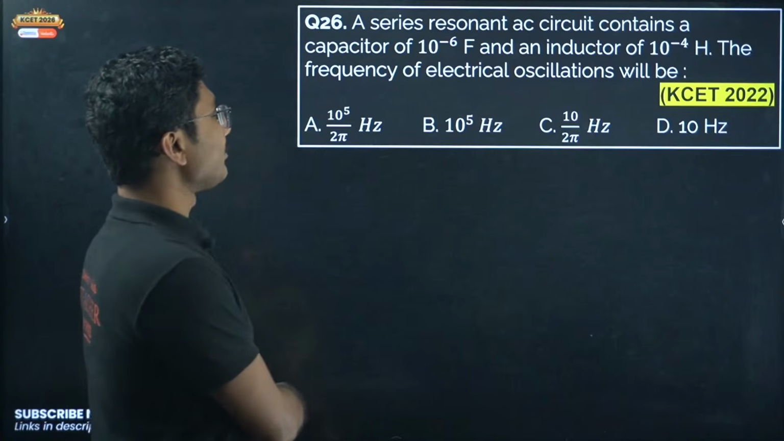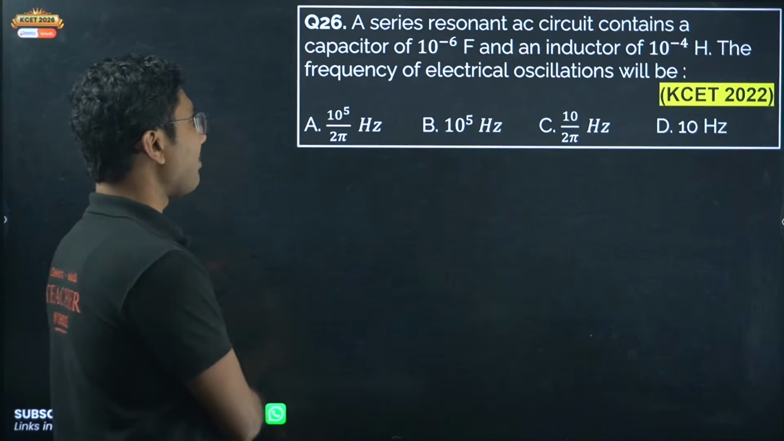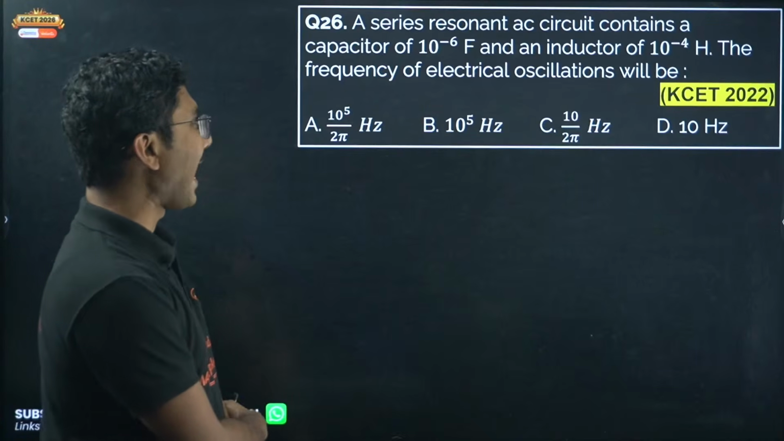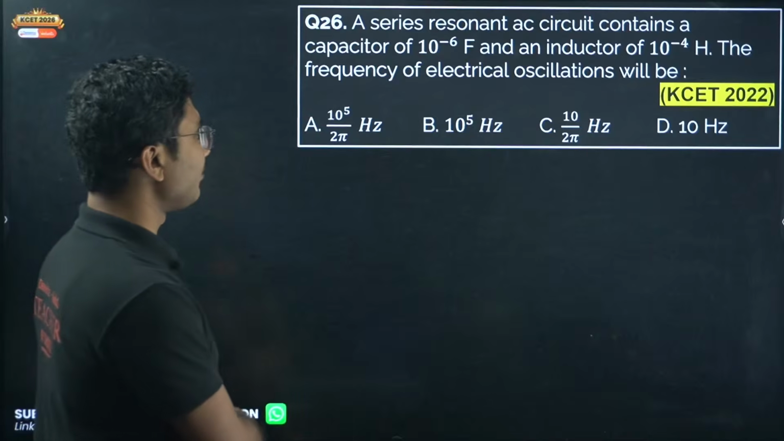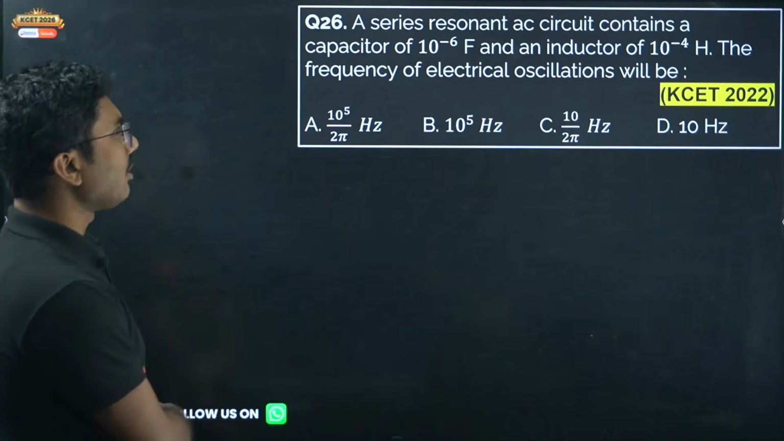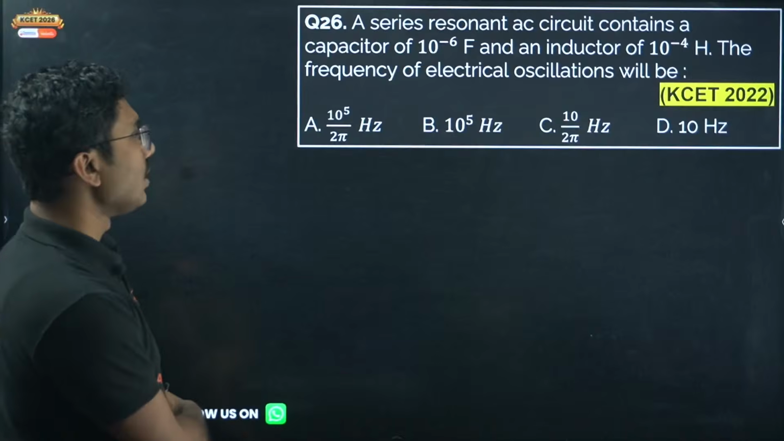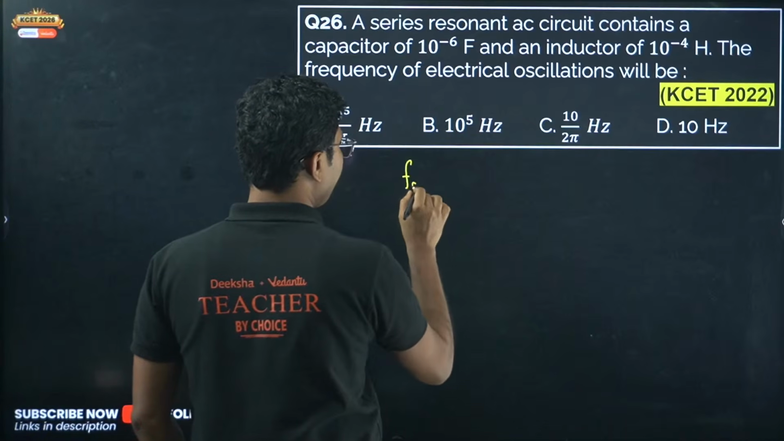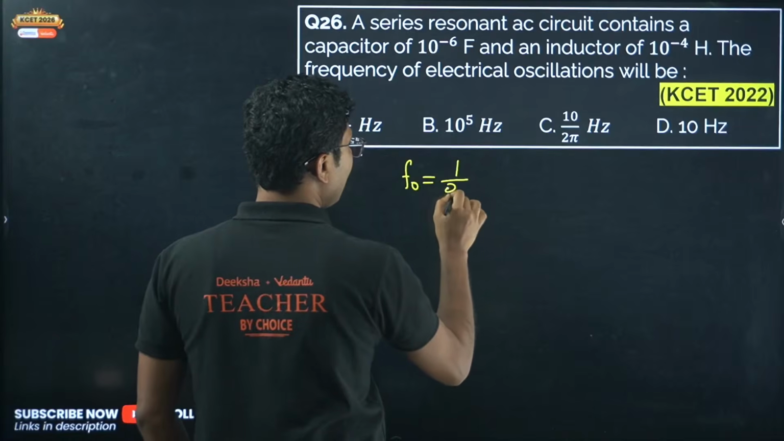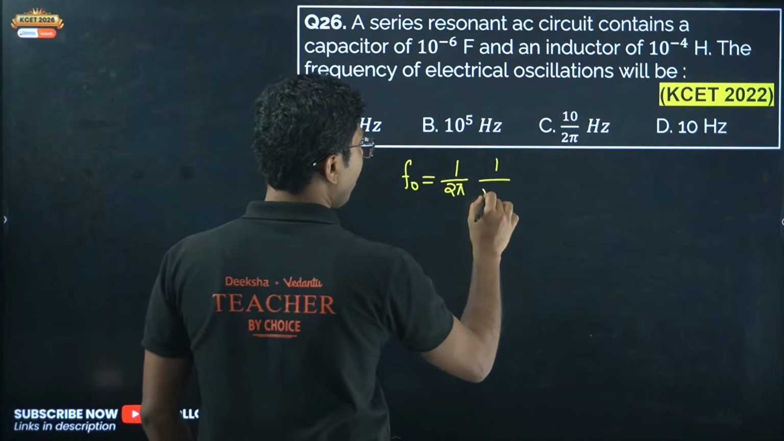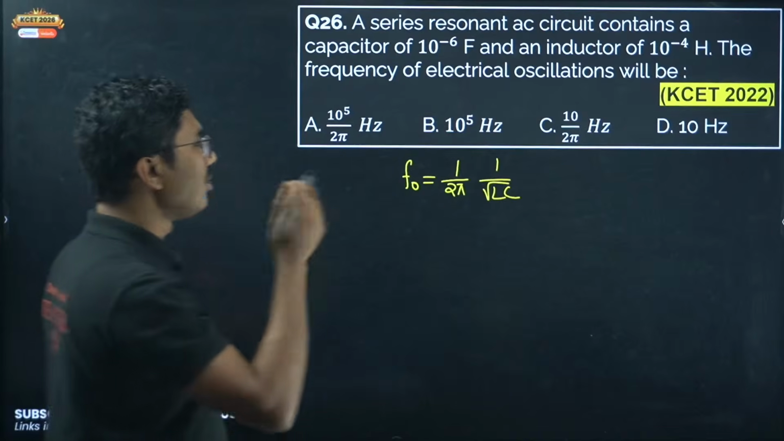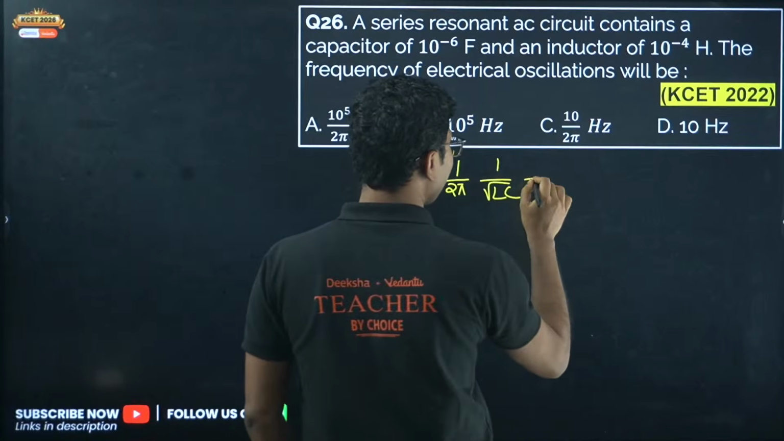A series resonant AC circuit contains a capacitor of 10 to the power of minus 6 farad and an inductor of 10 to the power of minus 4 Henry. The frequency of electrical oscillations will be? So resonant AC circuit frequency is given by 1 by 2 pi square root of L into C. So L is given, C is given, put it, calculate frequency, as simple as that.